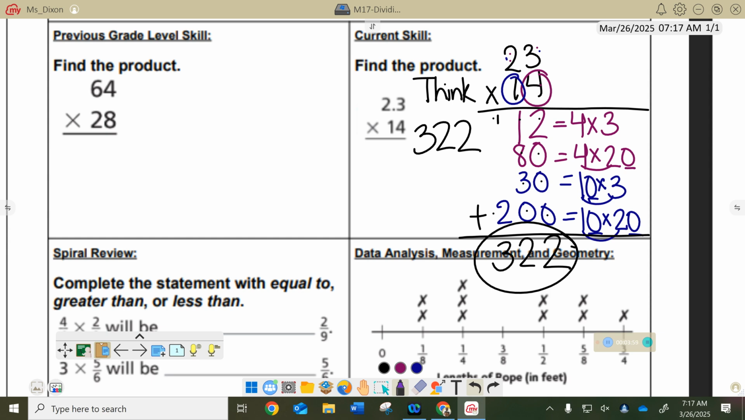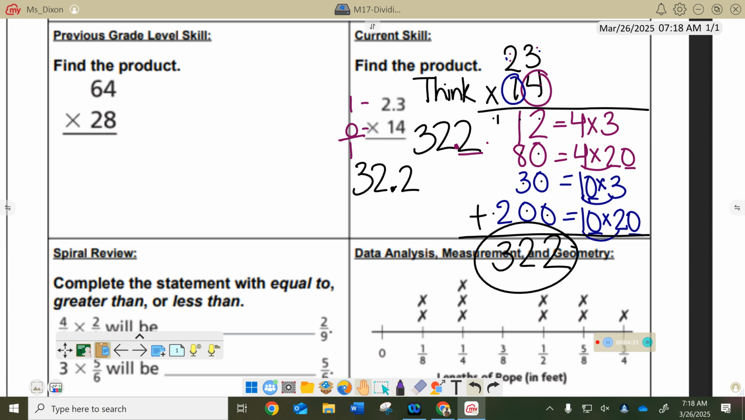We go to our original problem, and we say that the first factor has 1 decimal place value. The second factor has 0 decimal place values, for a total of 1 decimal place value. Starting on your right, count 1 place and include your decimal. So the final answer is going to be 32 and 2/10.